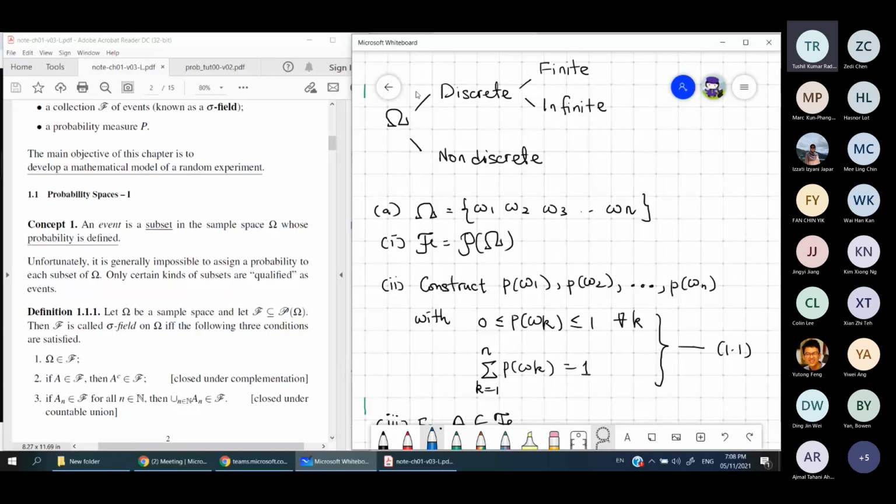Okay, first of all, I don't want to start with the very general case, because you might not be able to accept it. That's why I begin with the easy one and then come to the more general one, so that you have an idea what you are trying to do. So how to do it? I split into three different cases.